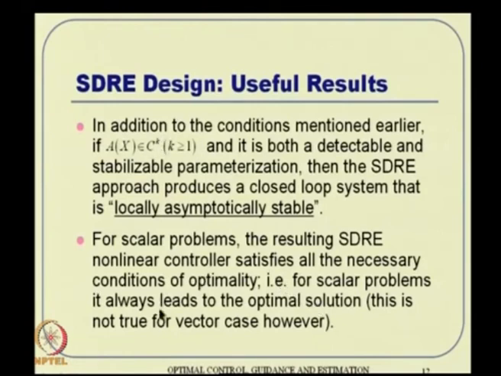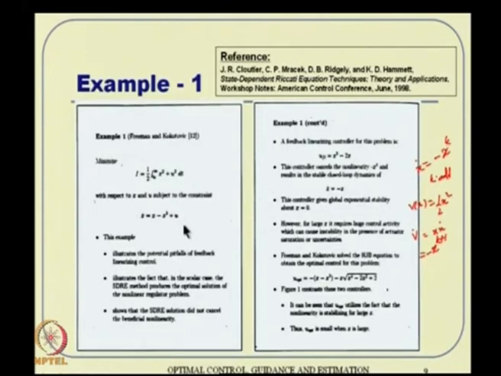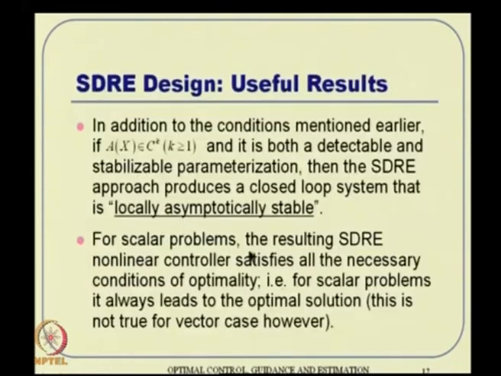The second theorem tells us that for a scalar problem, like the example that we discussed here, which is actually a single state problem, the resulting SDRE nonlinear controller satisfies all the necessary conditions of optimality. That means for a scalar problem, it always leads to the optimal solution. It does not lead to suboptimality in the scalar case.